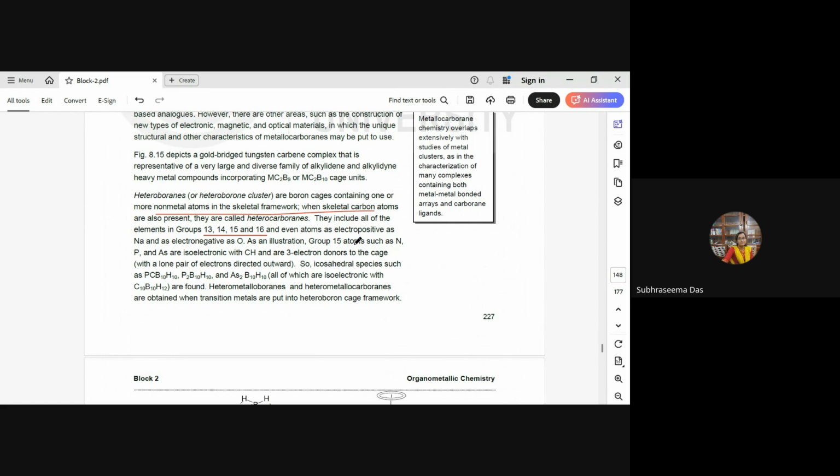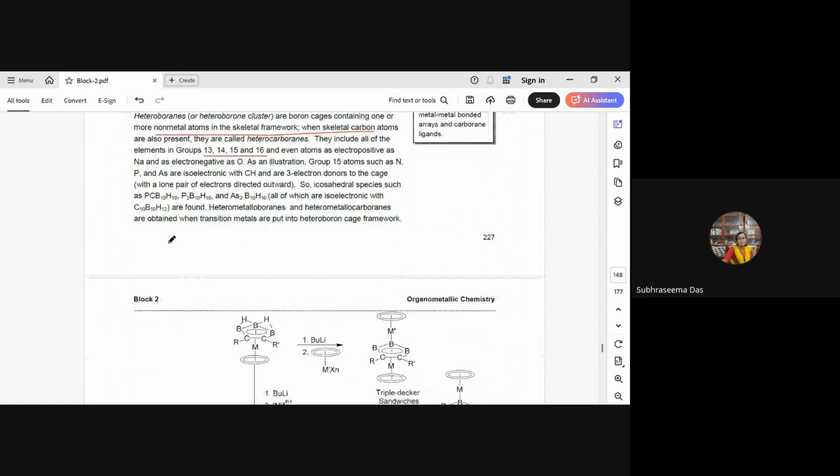Since other than boron they contain a different element, that is why they are called heteroboranes. Icosahedral species such as PCB10H10 and P2B10H10 are all isoelectronic with C2B10H12.